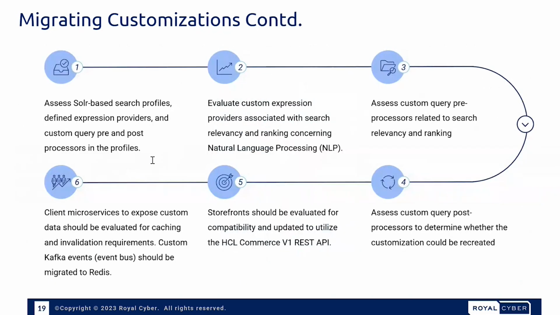Assess Solr-based search profiles, defined expression providers, and custom pre and post processors in the profiles. Existing Solr search profiles should be assessed along with defined expression providers and any custom query pre and post processors in the profiles. The introduction of NLP in the new HCL Commerce version 9.1 Elasticsearch based solution may provide an opportunity to remove runtime customizations that are defined in your Solr based search profiles.